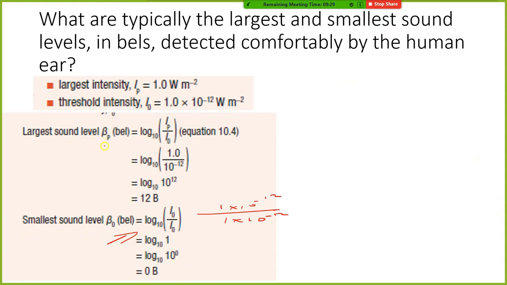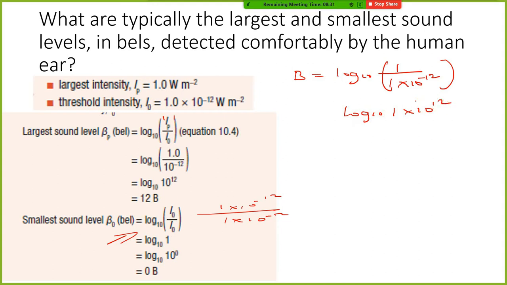As it pertains to the largest sound level that the human ear can pick up in terms of bells, all we do is use the formula, and we put the highest intensity of sound that the ear can pick up, which would be 1 watt per meter squared. So in essence, to find that value in terms of bells is going to be log of base 10 times 1 divided by 1 times 10 to the minus 12. If we divide 1 by 1 times 10 to the minus 12, we get log of base 10 times 1 times 10 to the 12.